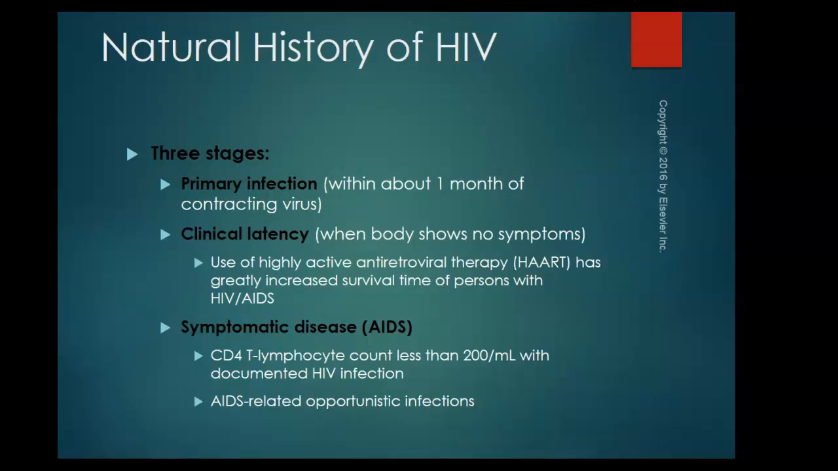Clinical latency is when your body shows no symptoms at all, so this could be several years. Over these years, the body slowly diminishes their immune system, which is why if we can catch HIV during this primary infection phase or clinical latency phase, it is super beneficial to use highly active antiretroviral therapy. What that does is it uses treatment that combines 3 or more drugs to treat HIV, and it basically stops the virus from copying itself. So very, very effective therapy for this stage.